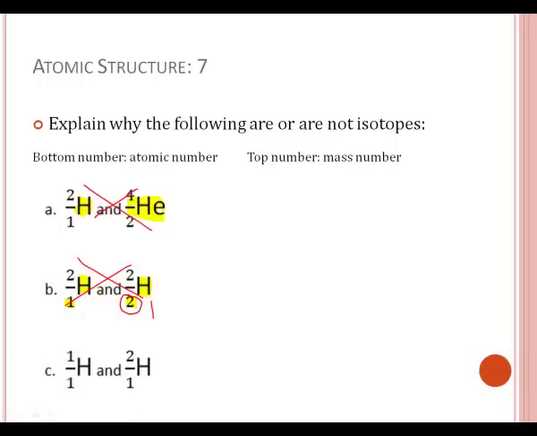The last example, everything is right in this one. They're both hydrogen. The atomic number, which is on bottom, is 1 for both. So that means they are, in fact, the same element. And the top number is different. So this means that this has 1 proton. This means that I have 1 proton plus 1 neutron. So they have the same number of protons, but they vary in their number of neutrons. So this is the correct answer.